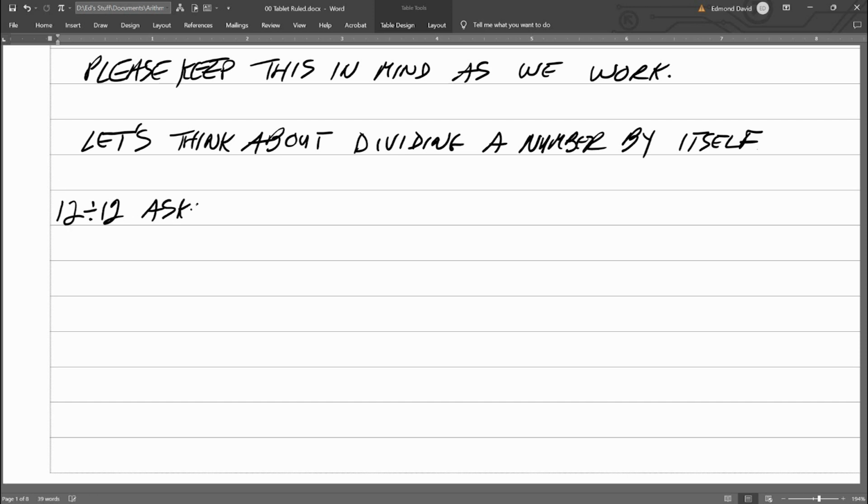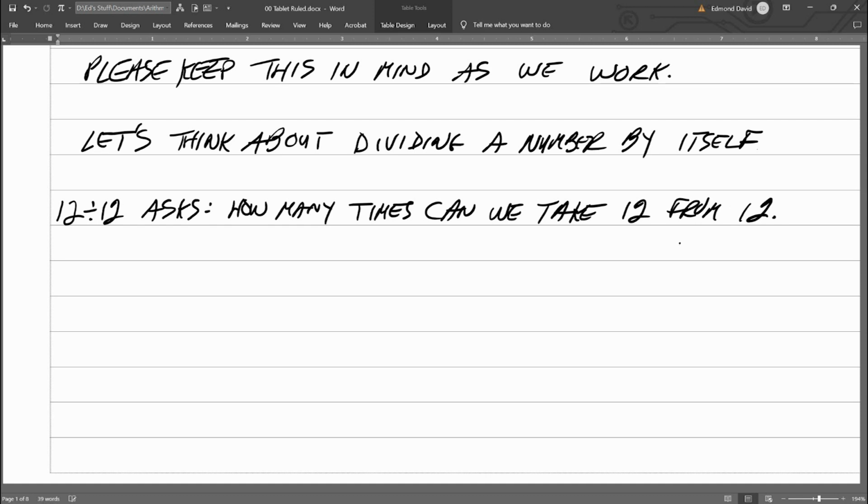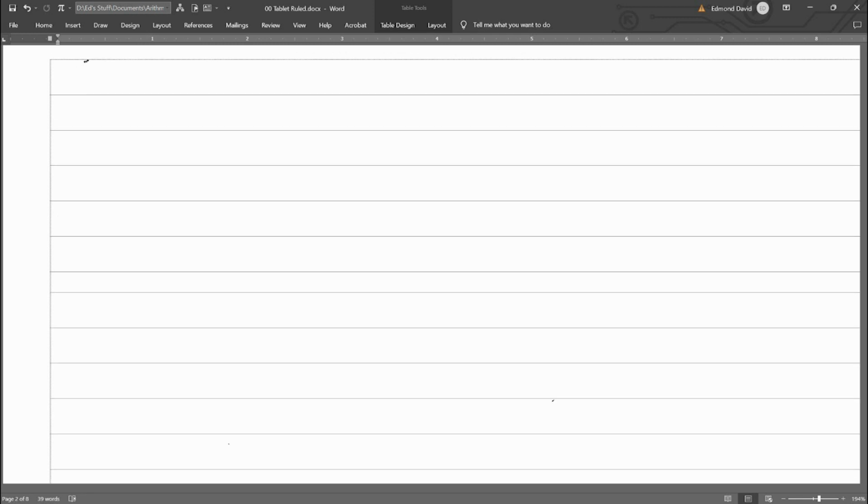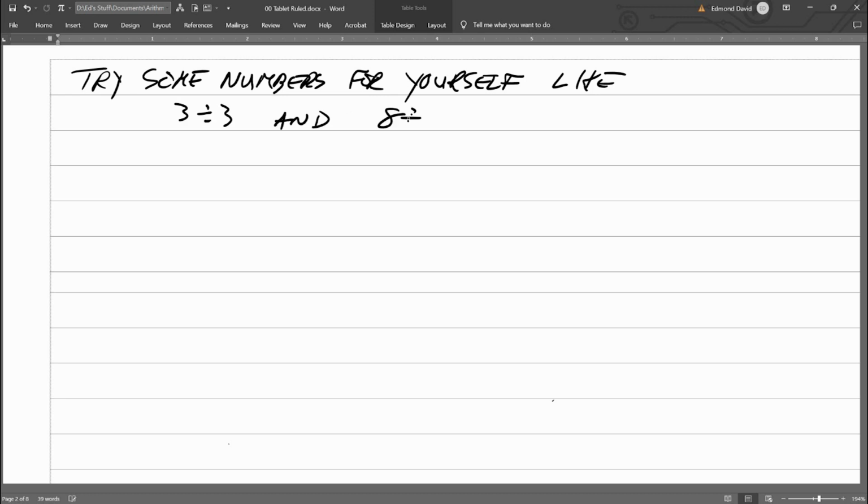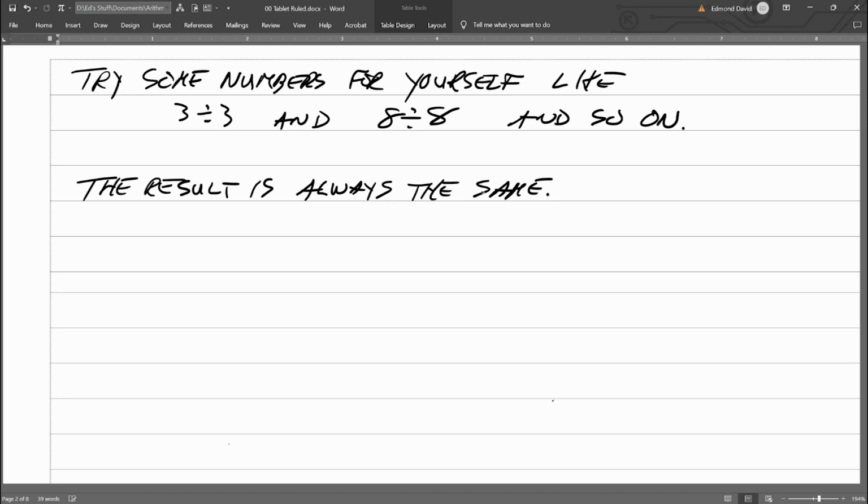12 divided by 12 asks the question, how many times can we take 12 from 12? Well, 12 minus 12 equals 0, and we're done. So 12 divided by 12 equals 1. And we see that 1 times 12 equals 12, so this seems right. Try a few numbers for yourself, like 3 divided by 3 and 8 divided by 8. In all cases, the answer is always the same. Any number divided by itself is 1.